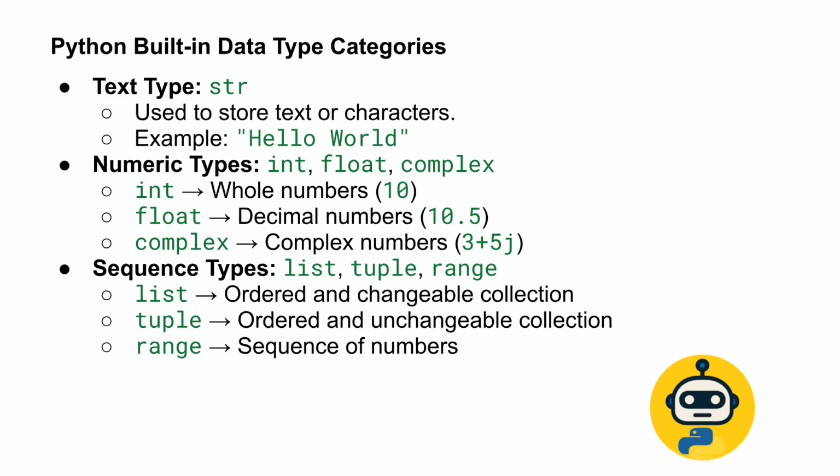The text type, str, stores text like hello world. Numeric types include int, for whole numbers, float, for decimals, and complex, for complex numbers. Sequence types like list and tuple store ordered collections, and range provides a sequence of numbers.